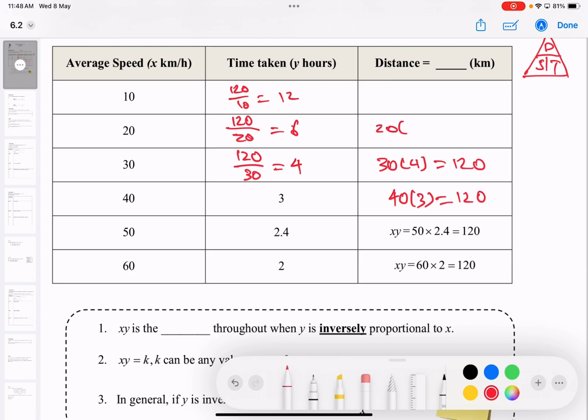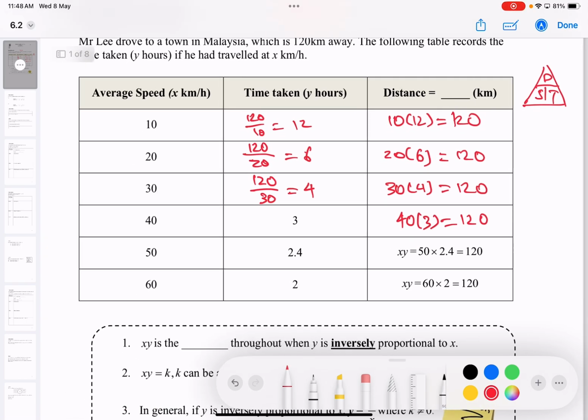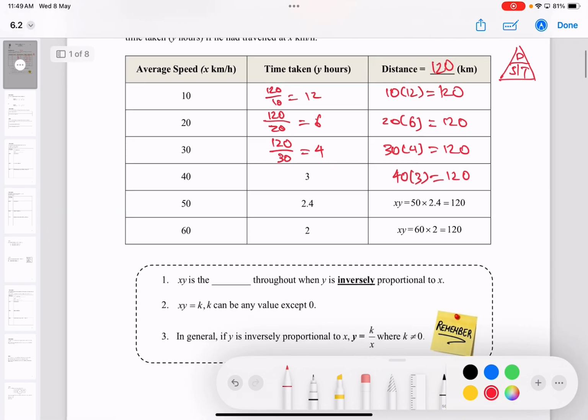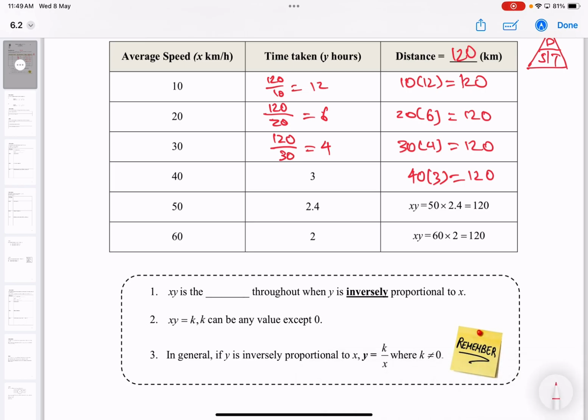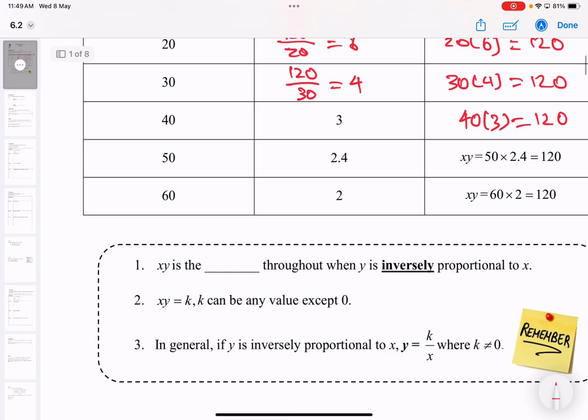If you follow along, you would notice that everything in this column is 120. It is because the distance is fixed. Remember I told you just now the distance is fixed. Remember yesterday I gave you a word: if something doesn't change, we can call it a constant. So in this case our distance is a constant, or more specifically, our x times y is the constant throughout.